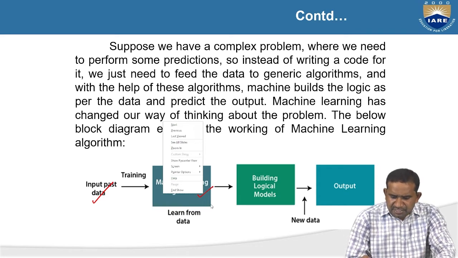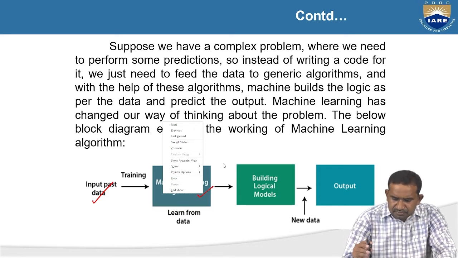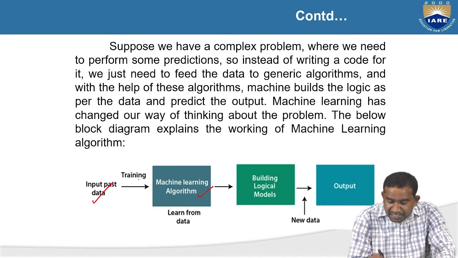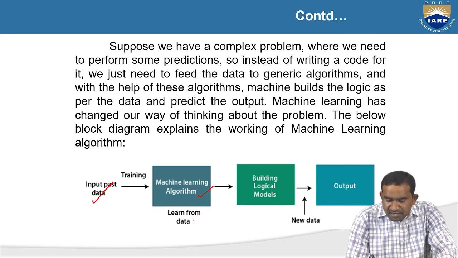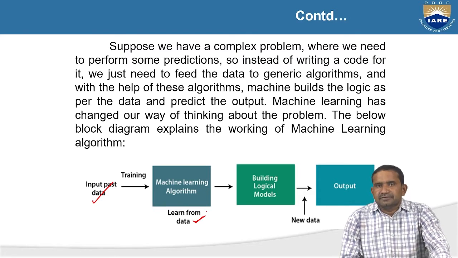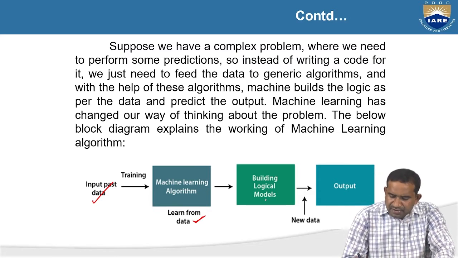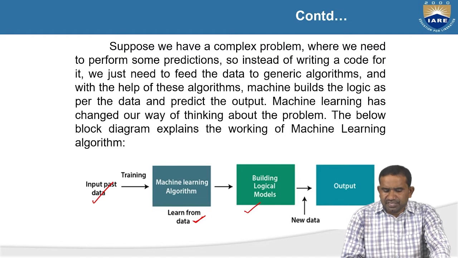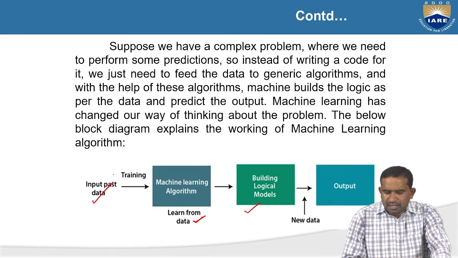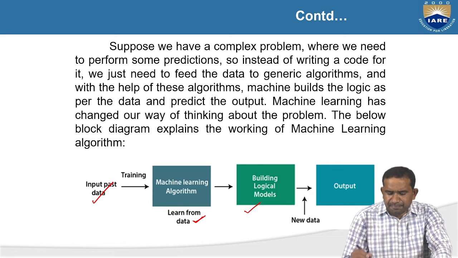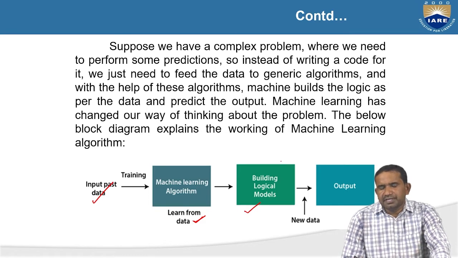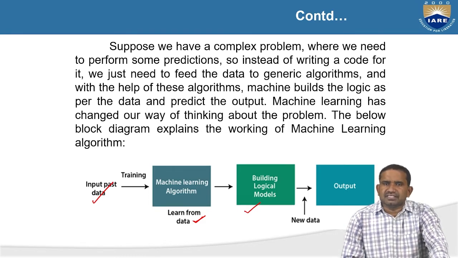Machine learning algorithm means we apply various algorithms. Whenever we apply the machine learning algorithms on the training data, we learn something, that is, learn from the training data or example data. From that learning, we build logical models. We take some input data first and apply machine learning algorithms on that data. Based on that, we build logical models based on mathematical models or algorithms like generic, supervised or unsupervised learning algorithms.